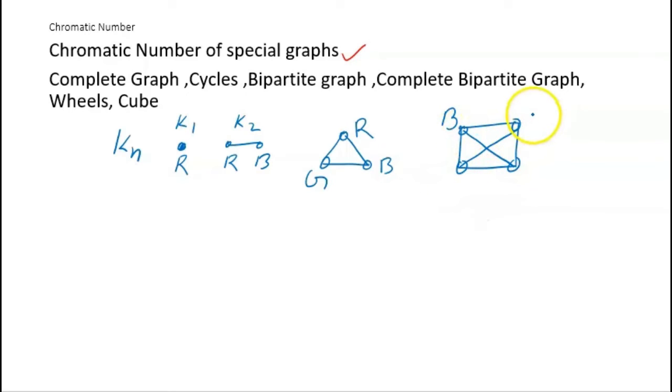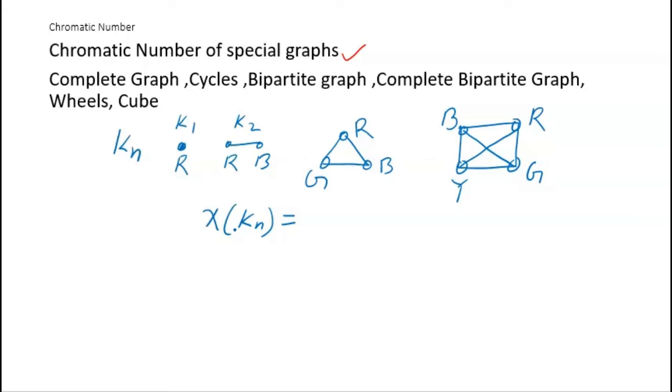So suppose I give red color to this. Now this vertex is adjacent to all other 3, so I can't assign blue or red to this, so I must assign green to this. And now this vertex is also adjacent to all the 3, so I can't assign blue, red or green, so I have to assign yellow color to this. So if you remember the characteristic of a complete graph, every vertex is adjacent to all the remaining vertices.